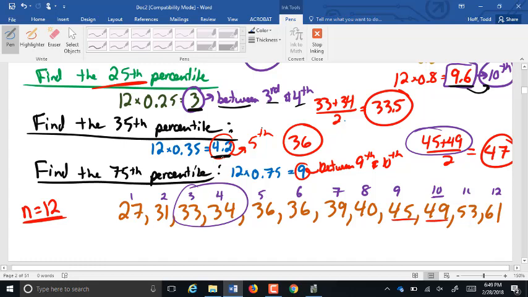Because that's a decimal, we round up to 5. Even if it's 4.1, we round up. We can't just take 45, because remember, we have to have at least that percent of the data smaller than it. So 9 of them would be 75% of the data. So we got to be bigger than that.